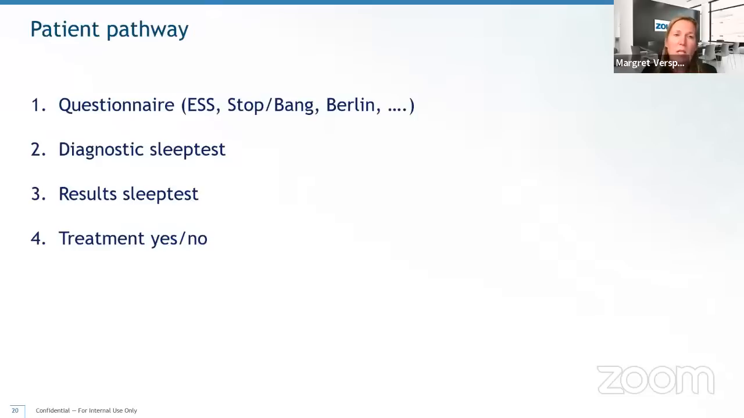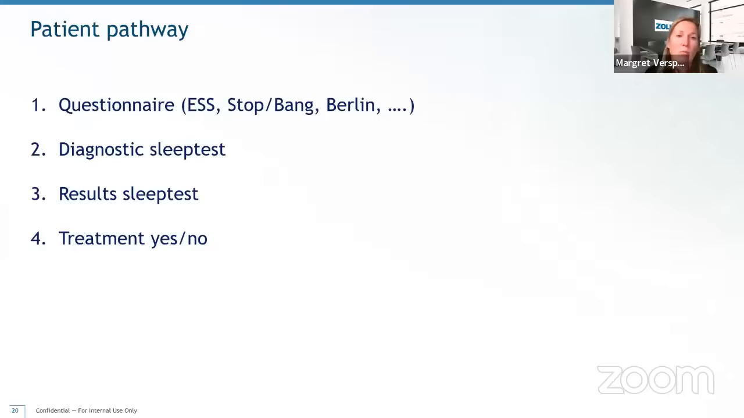So what's actually the patient pathway? In most of the European countries and also in the Netherlands, they start when a patient has symptoms and he goes to the GP and he gets a referral to the sleep center, or he is at a private clinic or whatever. They start with a questionnaire.